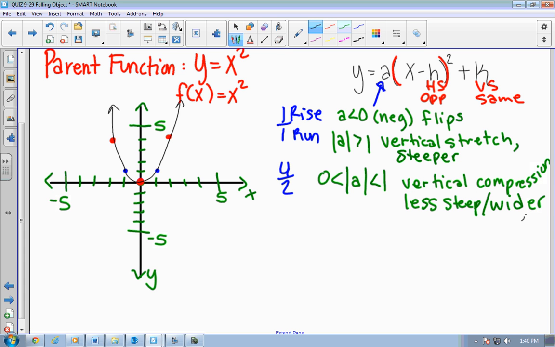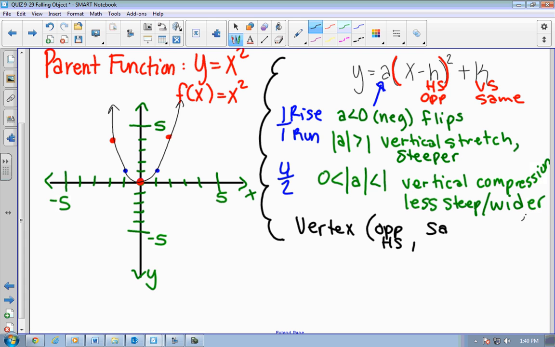So this guy, actually let's put in vertex. Opposite, the horizontal shift. Same for the vertical shift. That is your vertex.